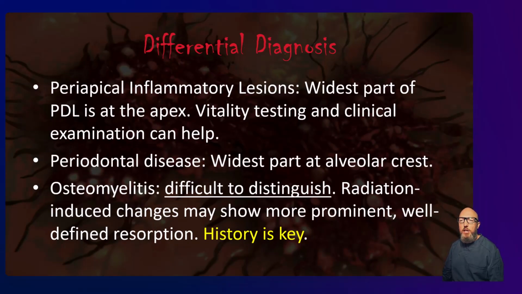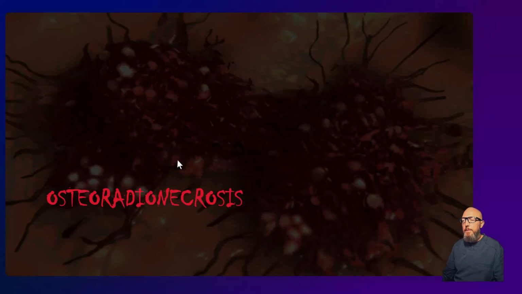All right, here's the punchline of this slide. It's difficult to distinguish from osteomyelitis, and so history is key. That's the whole lesson. So if you see things like this, and you know they have a history of a head or neck tumor, malignancy, then ask if they had radiation therapy, and that could explain some of these changes you might see. But let's get to true osteoradionecrosis.